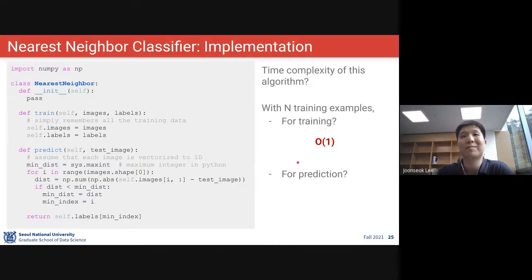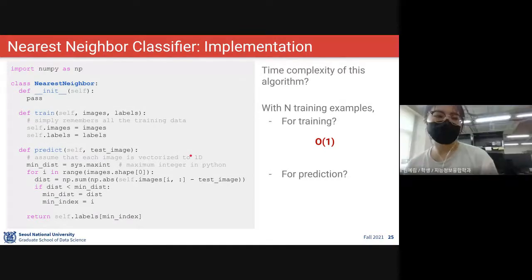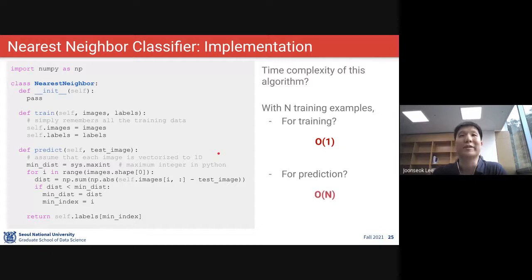Yes. What is the time complexity for the predict? Order of N, the number of training examples. Because for each image, we should compare the n examples. So order of n. Yeah, that's correct, right? We need to go over all the training examples. So the time complexity of this function is order of n.